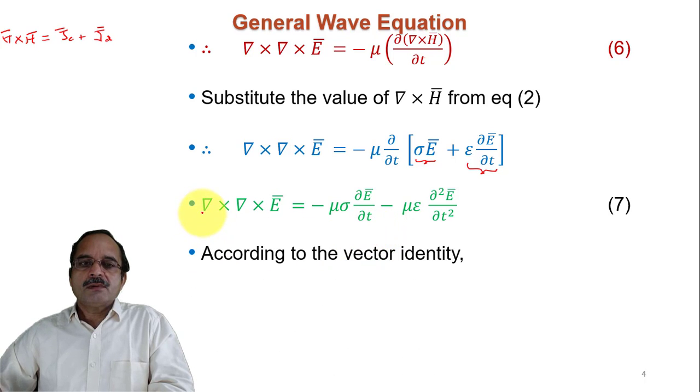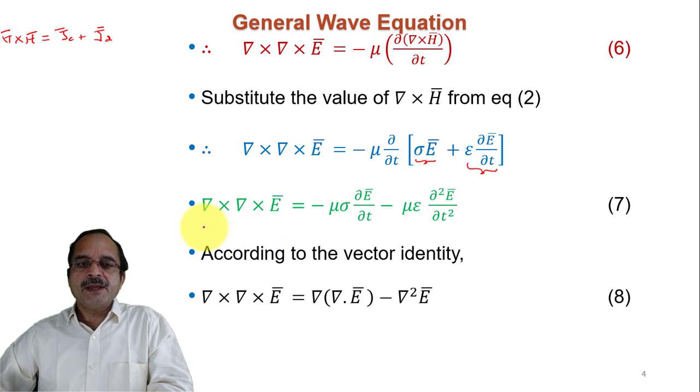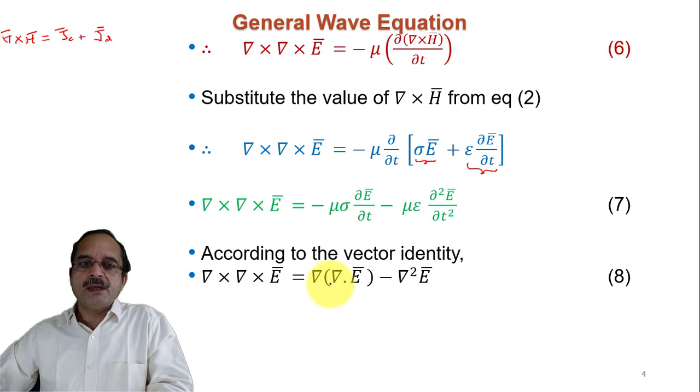Now by making use of one of the standard vector identities, that is curl of curl of E is equal to del of del dot E minus del square E. So we will make use of this vector identity, and the left hand side of equation 7 we will replace by this term.